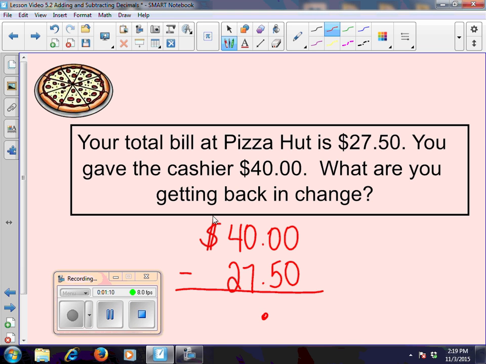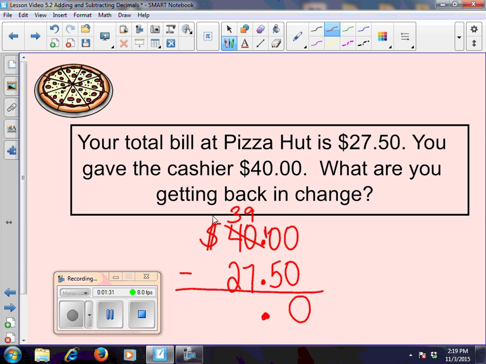First thing I do is I bring down my decimal. When you add and subtract, you just bring the decimal point straight down. I know I can do 0 minus 0, which is 0, but I can't do 0 minus 5. So I'm going to go over to my 1s and 10s, and instead of 40, I'm going to make this 39. I'm going to borrow one whole and bring it over.